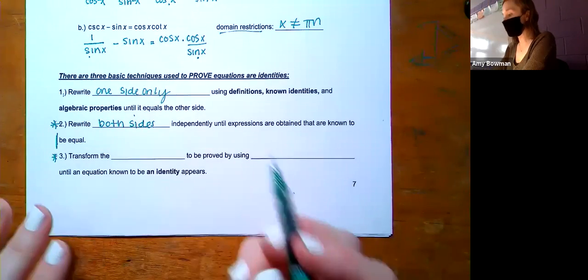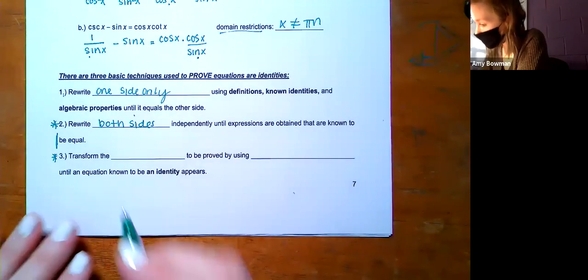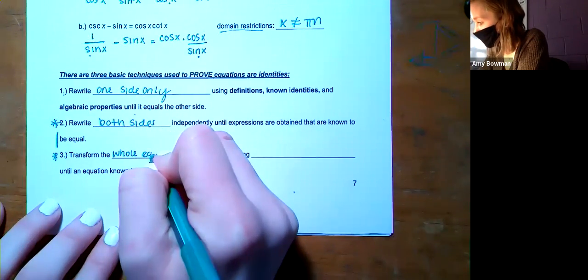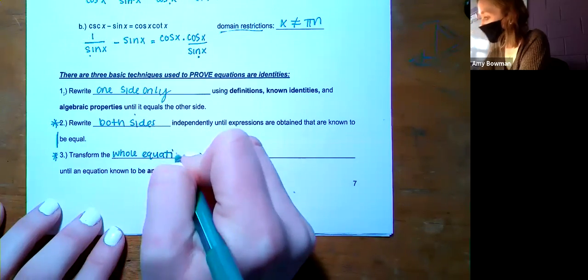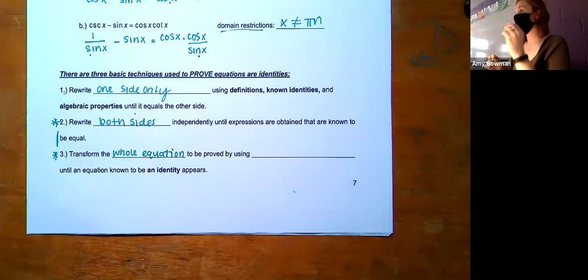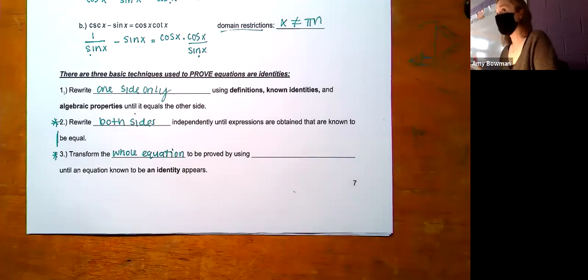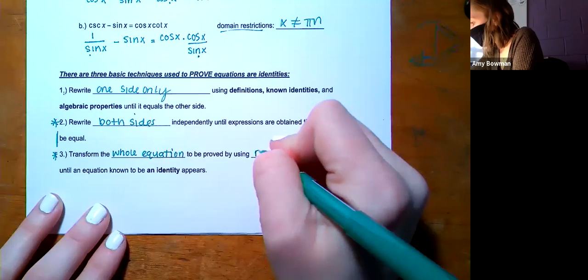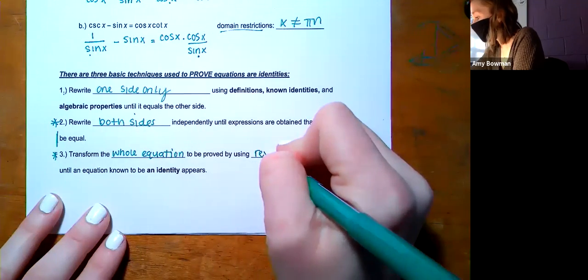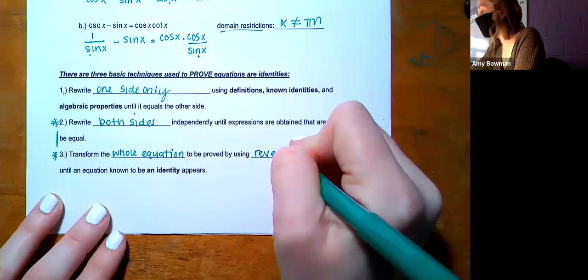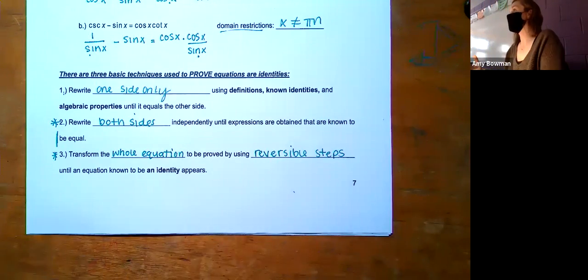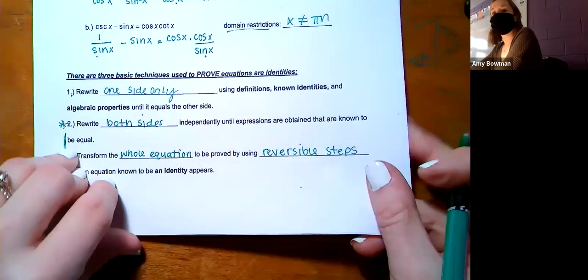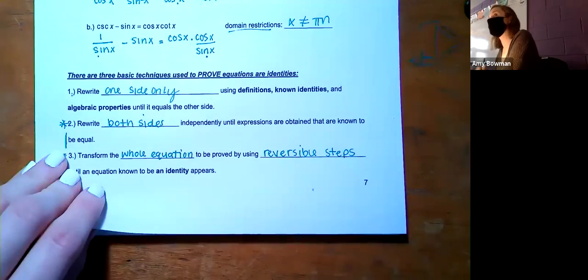Or transform the entire equation, the whole equation. And this one feels more like you're solving an equation. But eventually, again, you're going to end up with another identity along the way by using reversible steps. So that's reversible steps. That's how we solve equations. Like I'm going to multiply both sides of the equation by something, and then you can see that they're equal. So we'll look at all of these. Don't worry about the names of them or anything once you have it down.